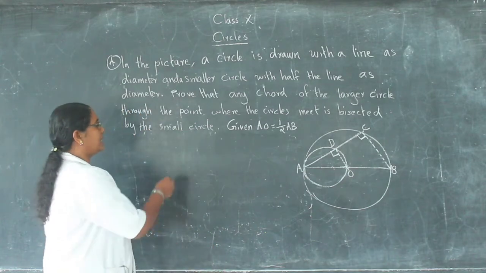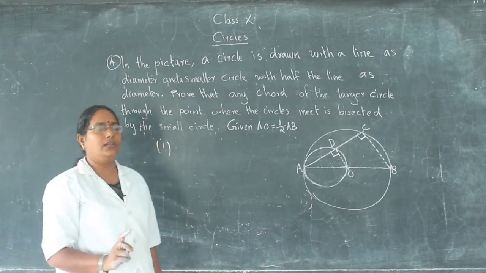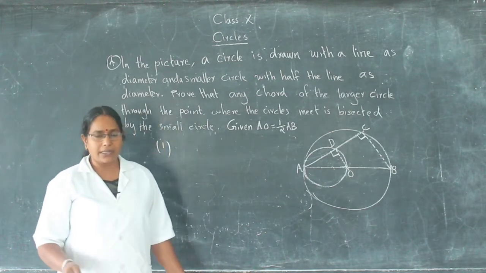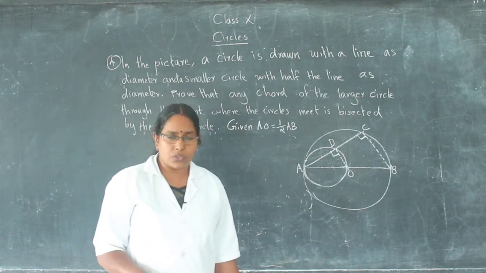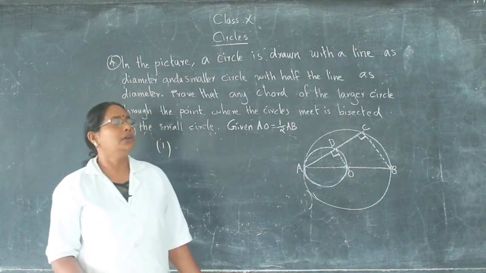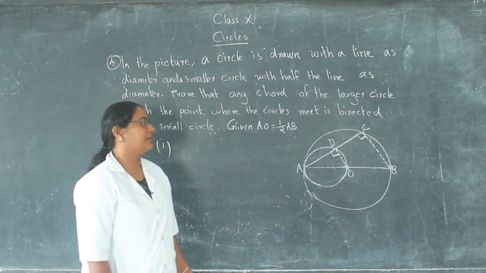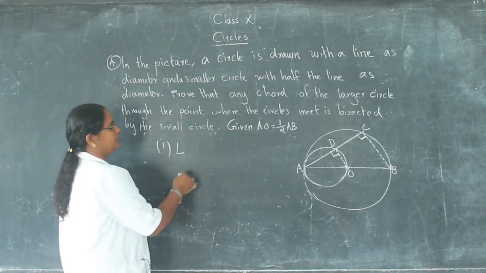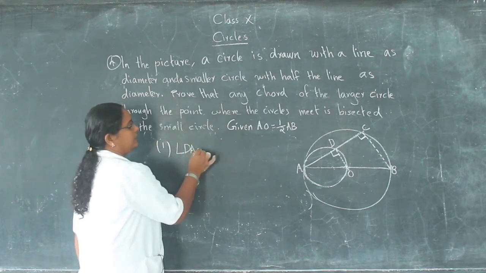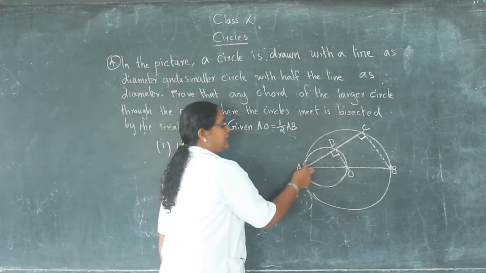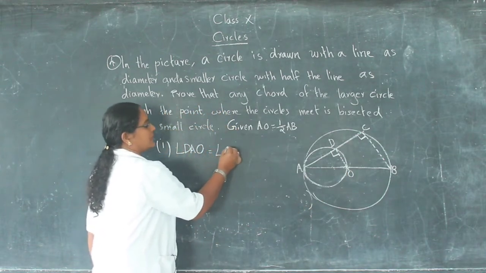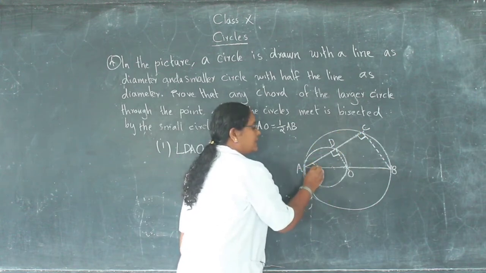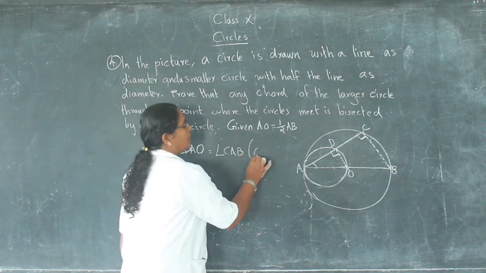Consider these two triangles, they are similar. First condition: if two angles are equal, triangles are similar. You studied this already in 9th standard. Therefore, in the triangles, angle DAO equals angle CAB, because this is a common angle.